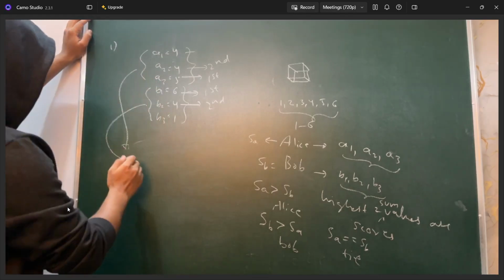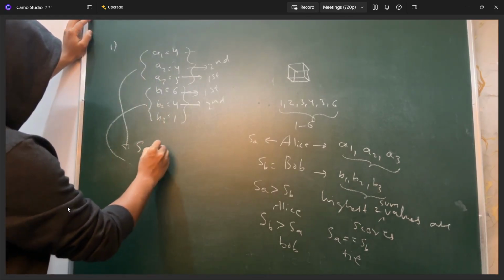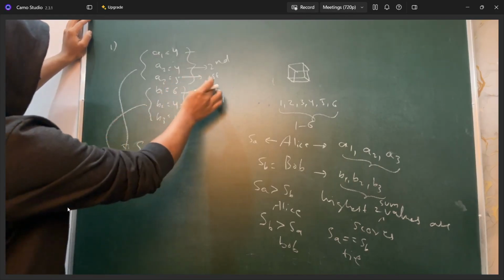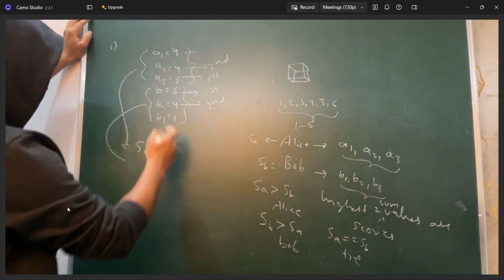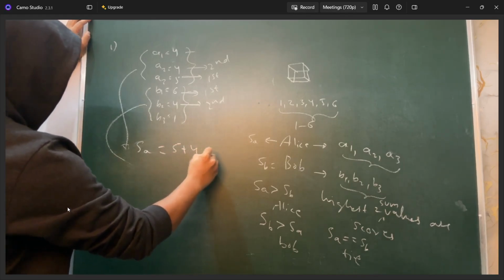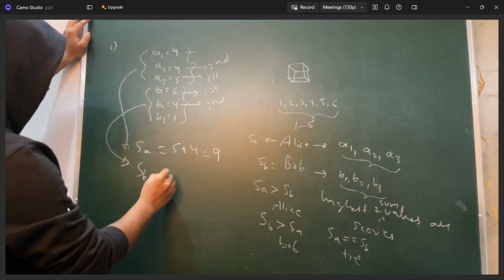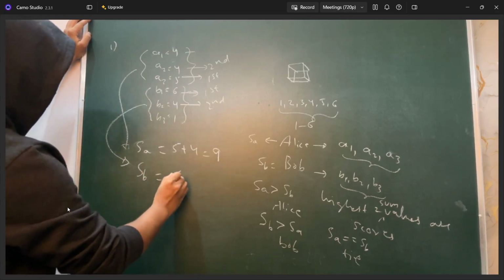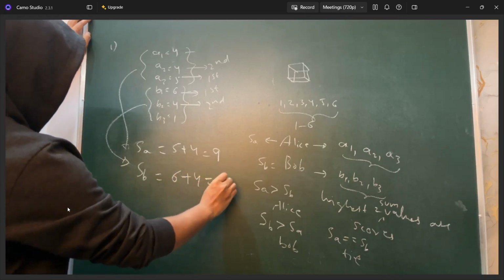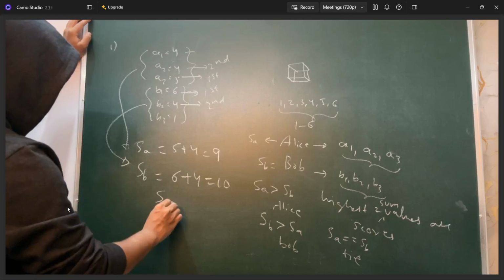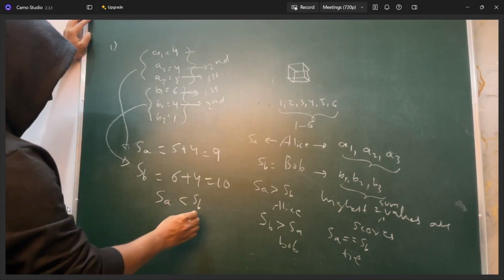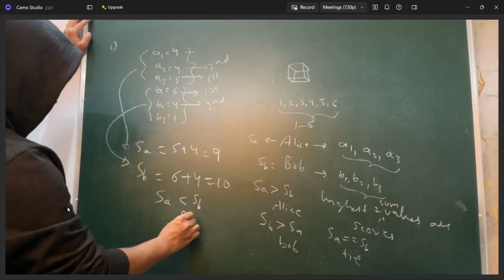Now the score of Alice: you need to find what the score of Alice is. That is going to be the first highest plus the second highest, which is 5 plus 4, and it's going to be 9. In case of Bob, the score of Bob is going to be the first highest plus the second highest, which is 4 plus 6, which is going to be 10. So in this case, clearly, the score of Bob is greater than the score of Alice, which means Bob is going to win, right?